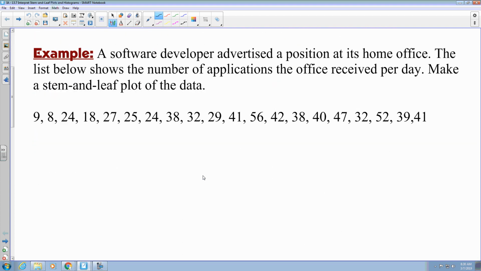So first thing here, they're asking us, it says a software developer advertised a position at its home office. The list below shows the number of applications the office received per day. It says make a stem and leaf plot of the data. One of the things we have to keep in mind when we make a stem and leaf plot is we have to make sure that it is in order from least to greatest.